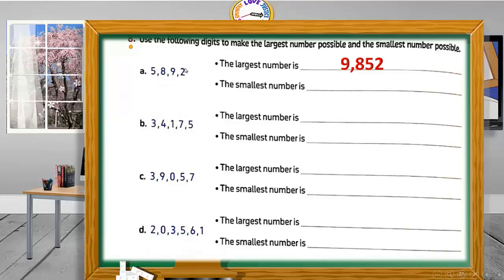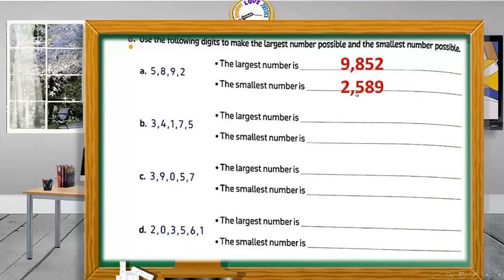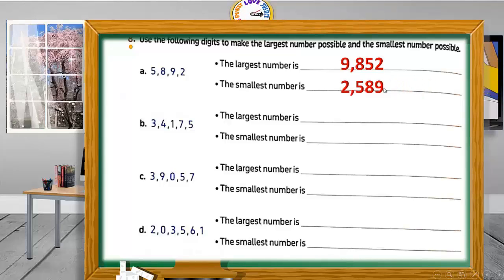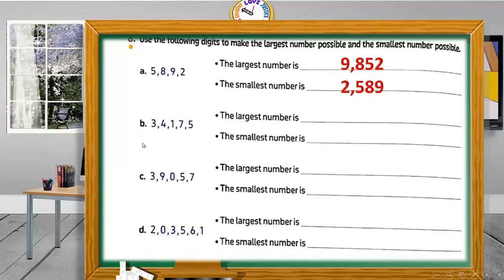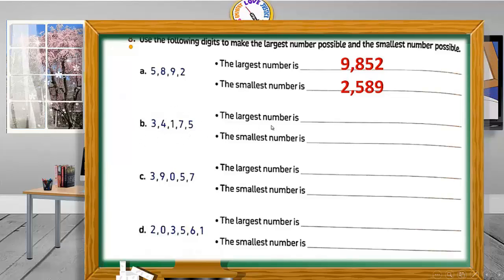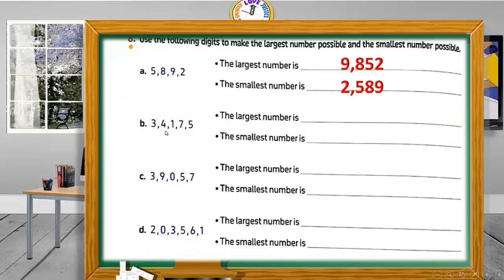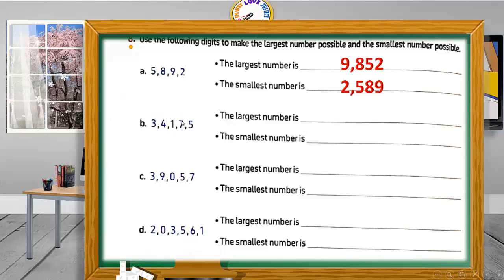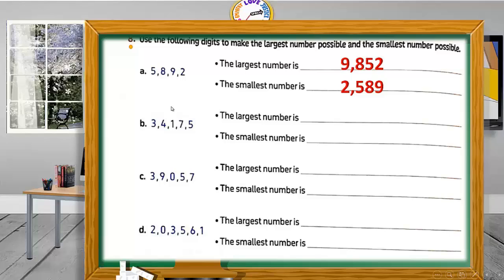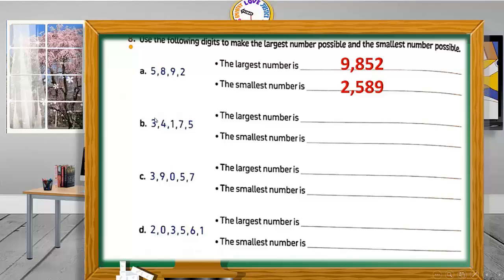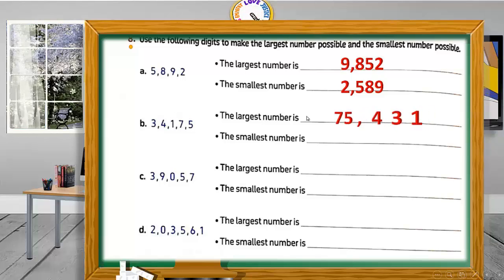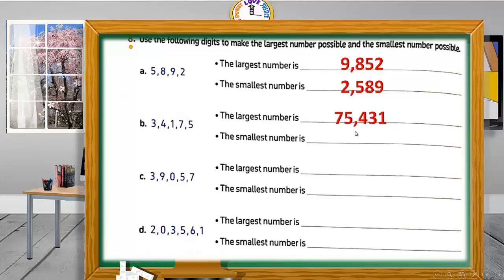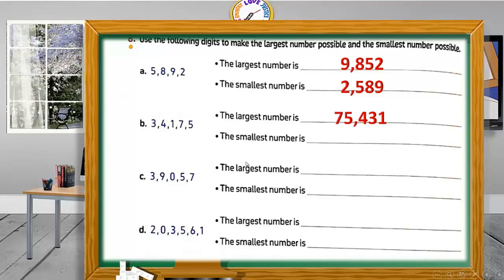And what is the smallest number from the same digits? You should order numbers from the smallest to the largest. So we will write 2,589. Next one, B. We have here 5 digits. The largest number, where is the biggest digit? Biggest digit is 7. After 7, 5, 4, 3, 1. Like this, 75,431.